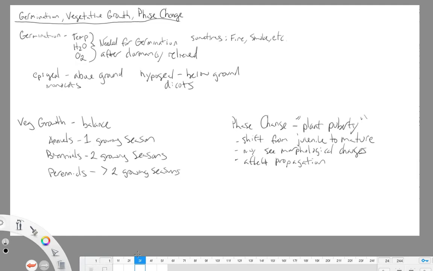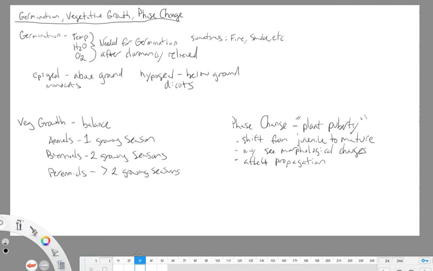And then from there, we moved on to vegetative growth, and we looked at the three main types of growth patterns that we see. We have our annuals, which go through their entire life cycle in one growing season; biennials, that go through their life cycle in two growing seasons. A lot of times those biennials require vernalization, that period of cold, in order for them to flower. And then lastly, we looked at our perennials, which live more than two growing seasons.